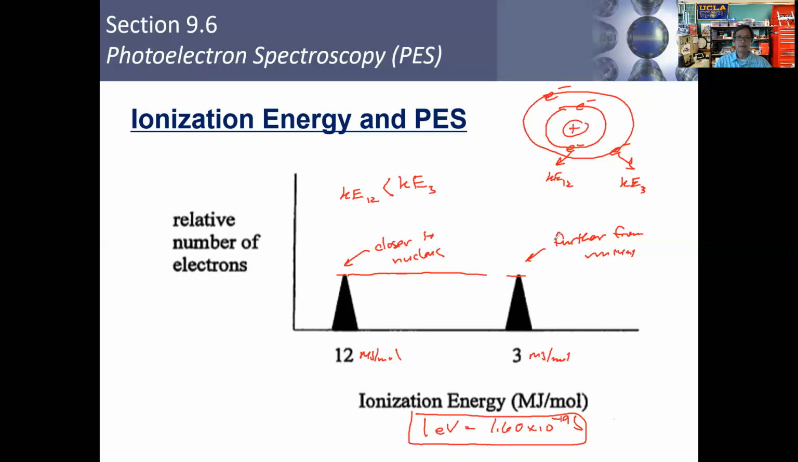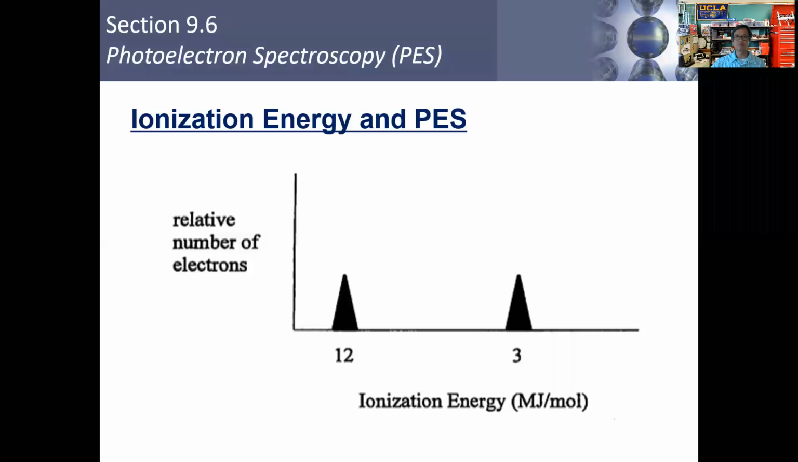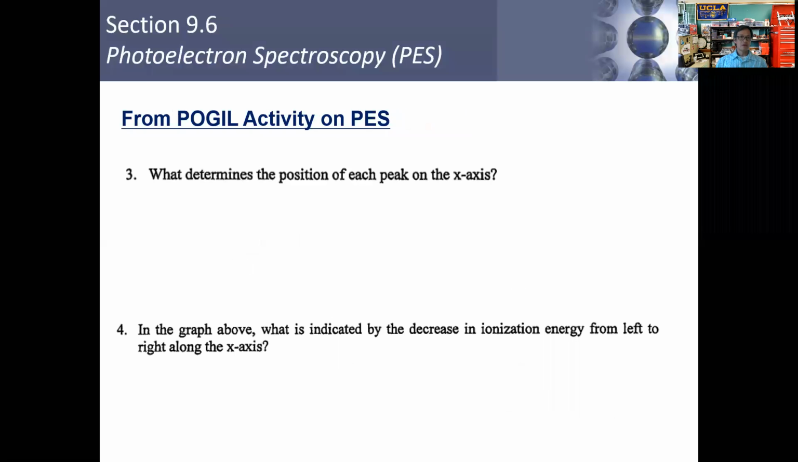With that said, hopefully you can get that. Let's go ahead and answer a couple of questions from the POGIL activity. Real quick, from the graph that we just did, what determines the position of each one of these peaks? This is number 3 on your worksheet. If you need to go get your work, please go ahead and do so. Go ahead and write this down. What determines the position of the peak on each one of these?